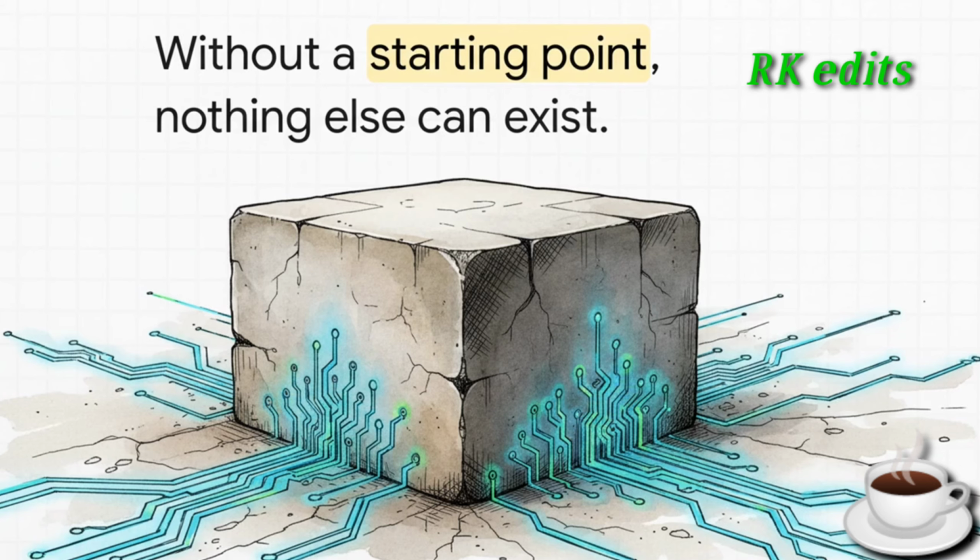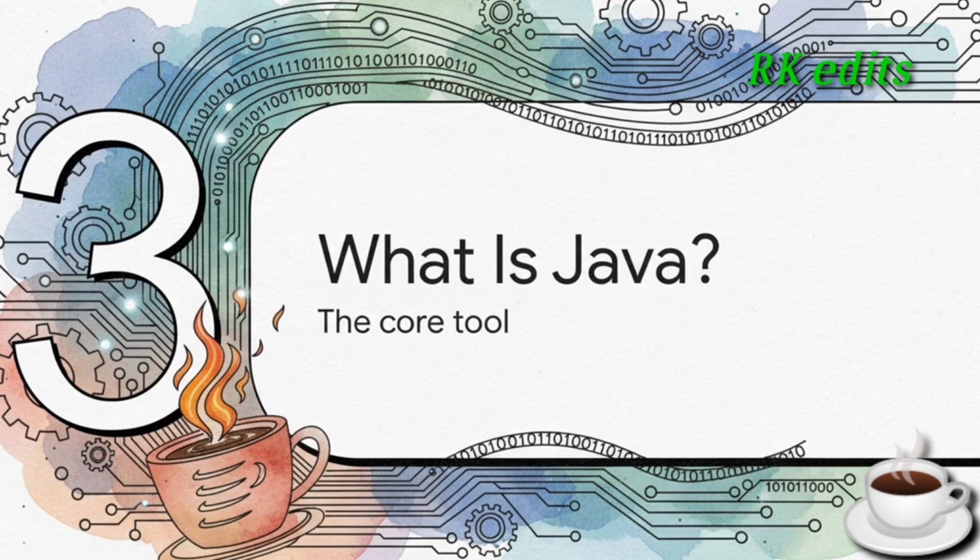Now, take a second and really let that concept settle. Without a totally stable starting point in a digital context, whether that's figuring out how your data is structured or setting the rules for how different parts of the software will talk to each other, literally nothing else can securely exist. It completely sets the baseline for everything that follows. Moving on to Section 3. What is Java? The core tool.